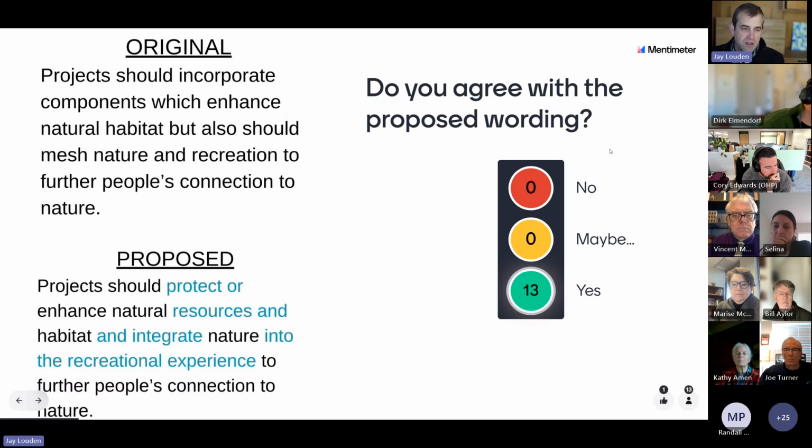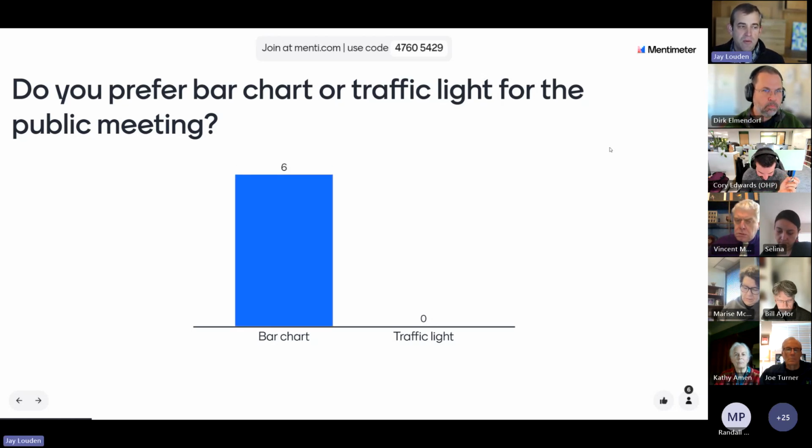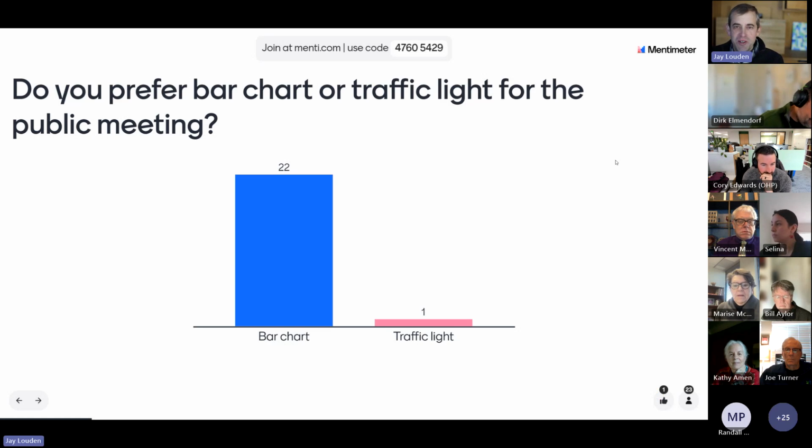So I'm going to go into the next slide here. Do you prefer the bar chart or the traffic light format for the public meeting? Everything, just so you know, is set up for bar charts in this presentation. Wow. Again, pretty overwhelming response. All right, I think that answers that question. Sorry for the traffic light fan in the audience. It's not going to go your way. All right, we're going to go on from there.